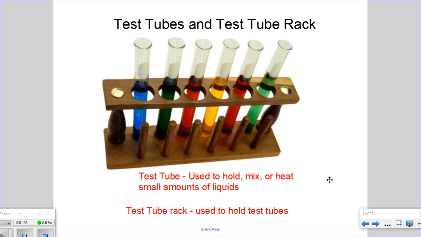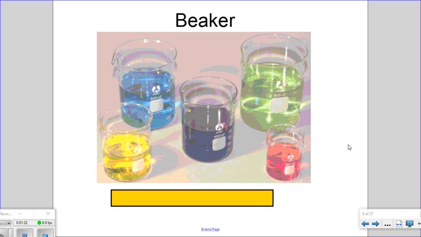Test tube racks are used to hold test tubes. In fact, test tubes should always be placed in test tube racks and never placed directly on a desk, as they can roll and fall off and break when they hit the ground.